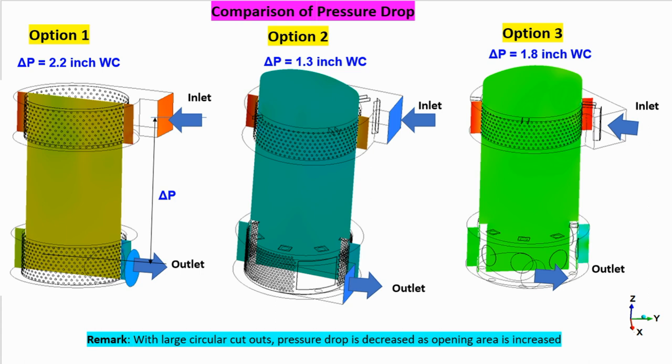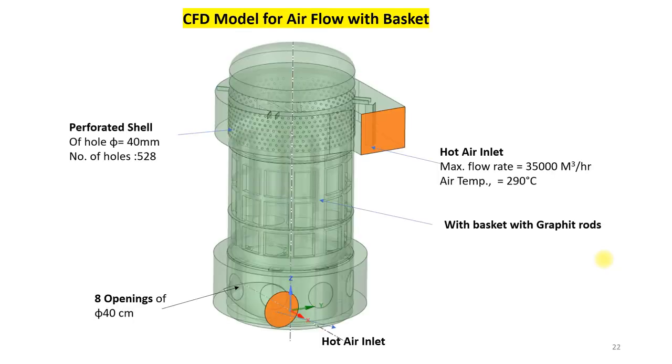Here, the overall pressure drop from inlet to outlet has been compared for the three options. In option 1, pressure drop is high, and pressure drop is lowest in option 2 due to the bigger hole near the outlet. In option 3, the pressure drop is 1.8 inch and it is lower than option 1. Option 3 has been selected from a design point of view because it is structurally strong compared to option 2. Hence it is used for further simulation with the basket.